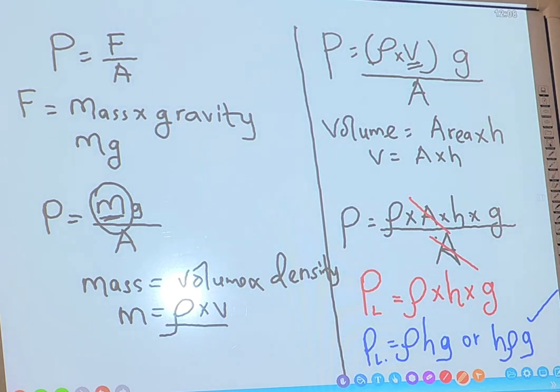Now this is the end of the derivation. We have derived the formula, and it comes to the end of the lesson. The next lesson will be about the factors affecting pressure in liquids.